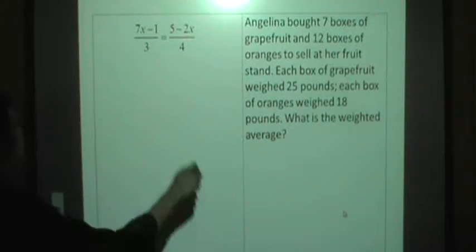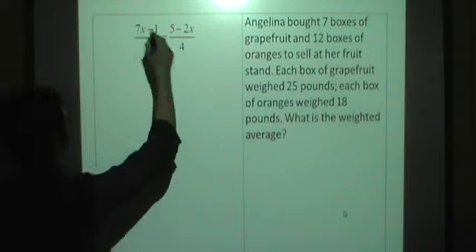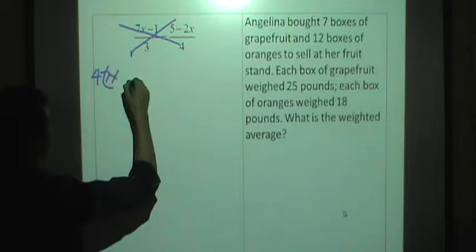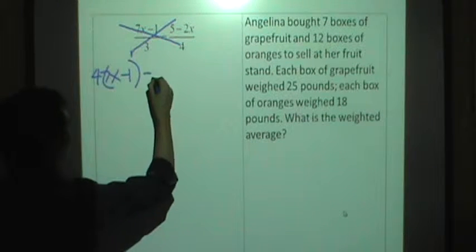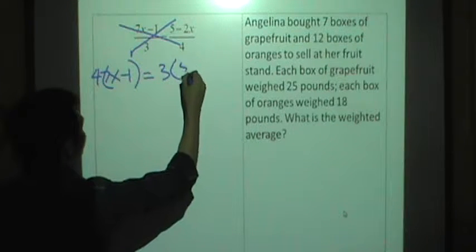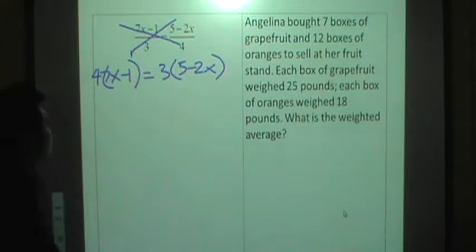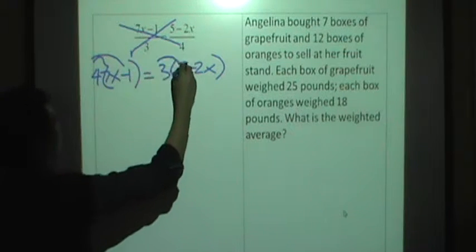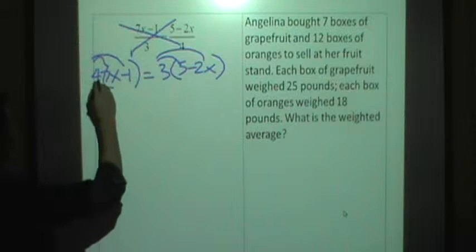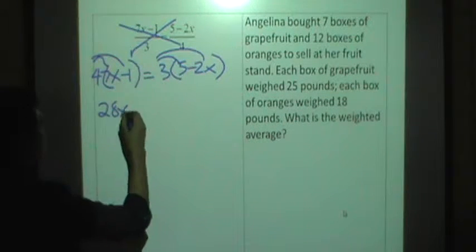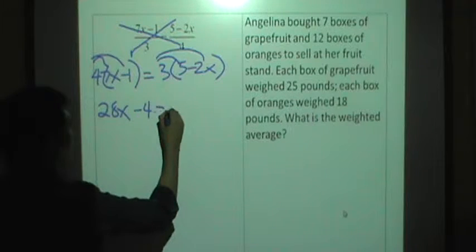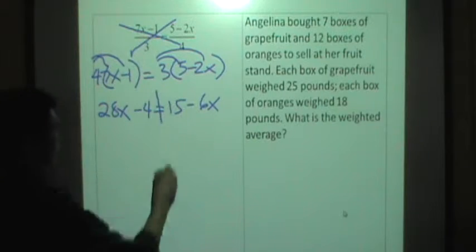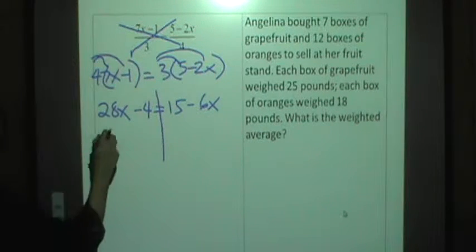For this problem we have a ratio and proportion. All you have to do is just cross multiply. So 4 times (7x minus 1) equals 3 times (5 minus 2x). After doing that, distribute, and that should give you 4 times 7 is 28x, and then 4 times negative 1 is negative 4, equals 15 minus 6x.